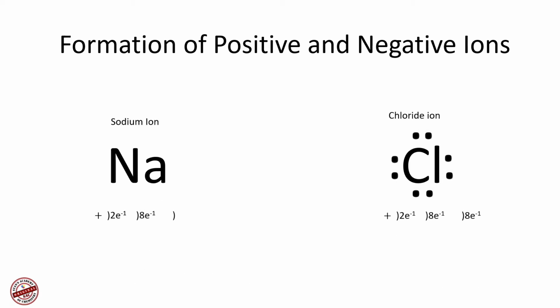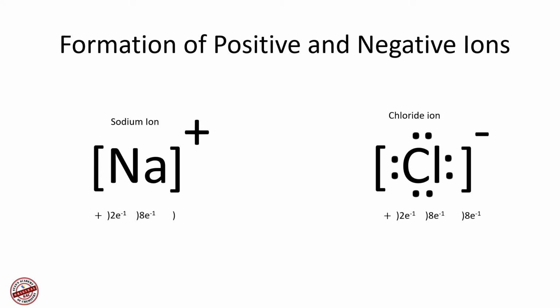The electron from sodium has gone to chlorine. Now they both change into ions. The sodium changes into a sodium positive ion and chlorine changes into a chloride ion. The name also changes. Sodium remains sodium, but we say sodium ion. Chlorine changes to IDE, chloride ion.